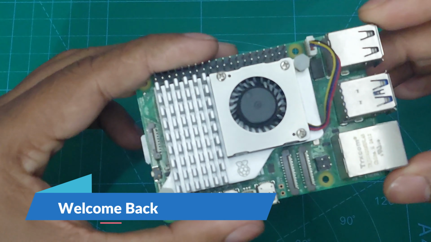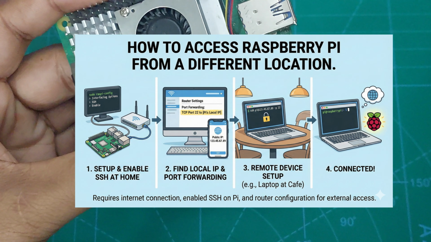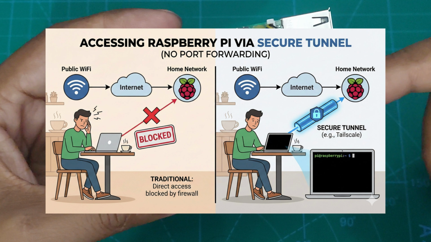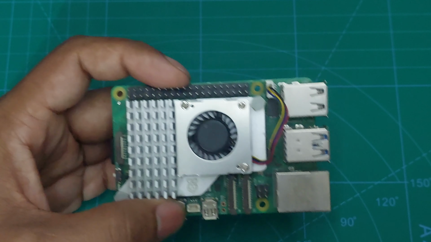Hey everyone, this is Raspberry Pi and we can access Raspberry Pi via local network SSH, but can we do Raspberry Pi access from outside our network, from anywhere? So I will show you how we can do that.